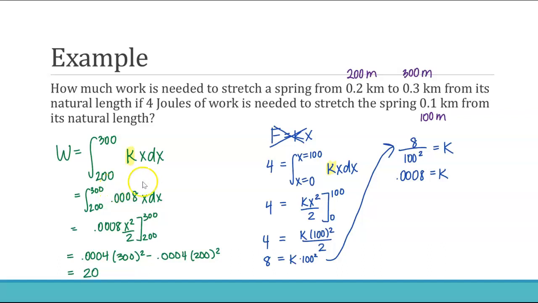And the units that are going to come out of this are joules. That should make sense, because the limits of integration, 200 and 300, are meters, and the force function is in newtons. So we're going to have Newton meters, but Newton meters are called joules. So you have the choice: you can either put Newton meters or joules.